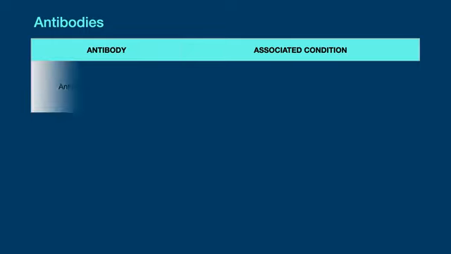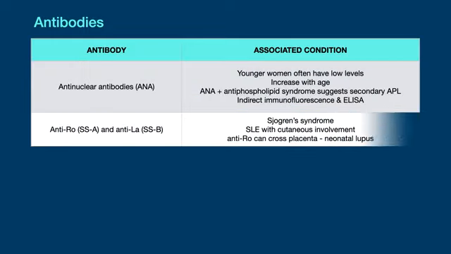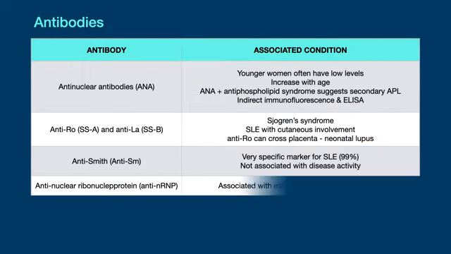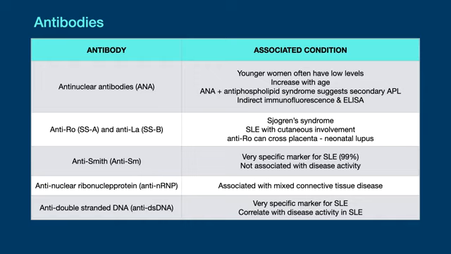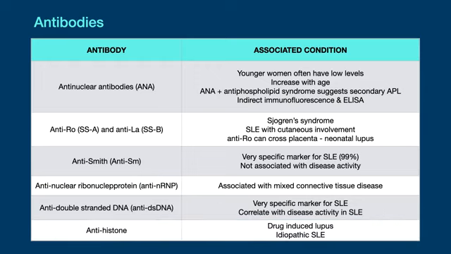Antibodies. Here in this table, we will be looking at the various types of antibodies and their associated conditions. Antinuclear antibody or ANA is found usually in younger women and increases with age. The combination with antiphospholipid syndrome suggests antiphospholipid syndrome with secondary causes. Indirect immunofluorescence and ELISA is the way to test.